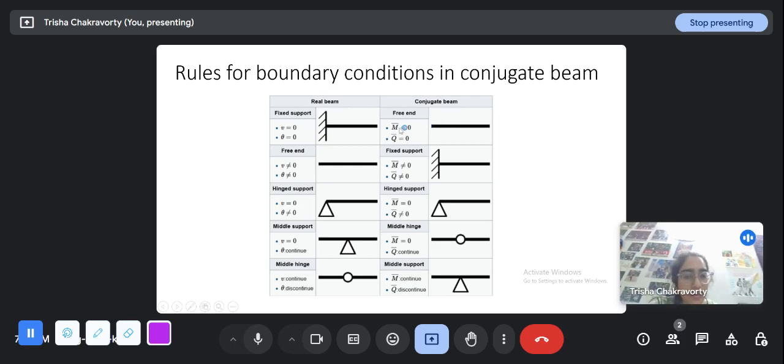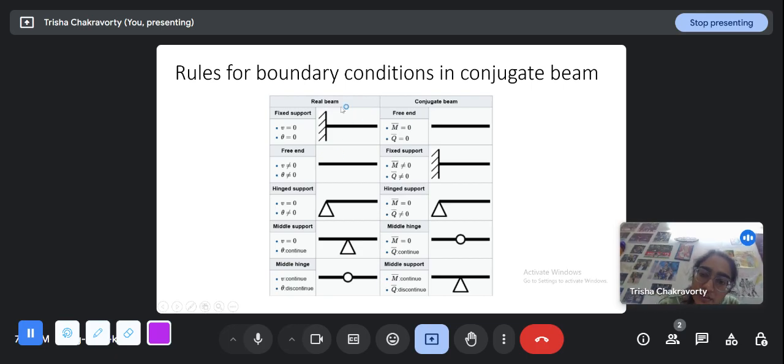So what I know at a free end is that there is no support moment. So M is zero, and there is no support shear reaction. So the Q is zero. So basically, in a beam at any point, we either know the displacement or we know the shear force, and we either know the rotation or we know the moment.